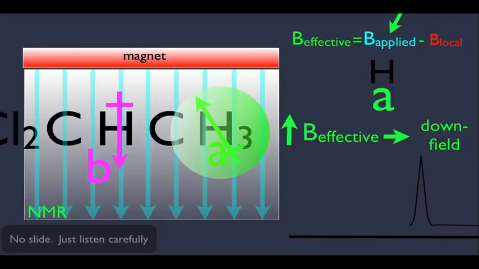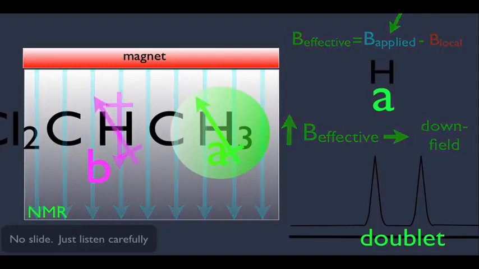Since this is technically a slightly different environment for the A hydrogen, that slightly different environment would have its own associated peak to it. Therefore, we would observe a doublet for the A hydrogen. So here's all I'm trying to get across to you.